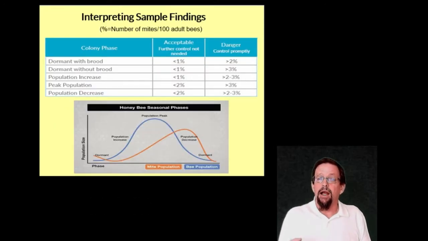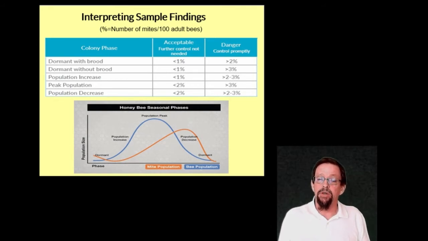Alright, interpreting the findings. Now, as you look at the chart, different portions of the season you may encounter different mite loads. And depending on what's going on in the season, a higher mite load count may be a little more acceptable, but again, having the least amount of mites in the colony is preferred.